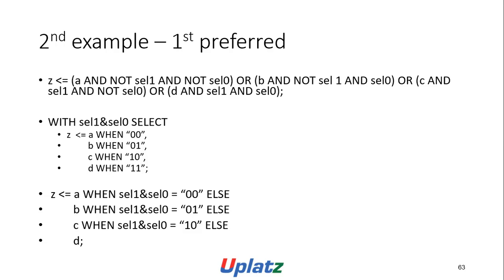With select1 and select0 select, Z <= A when 00, B when 01, C when 10, D when 11. Or Z <= A when select1 and select0 = 00, else B when select1 and select0 = 01, else C when select1 and select0 = 10, else D.